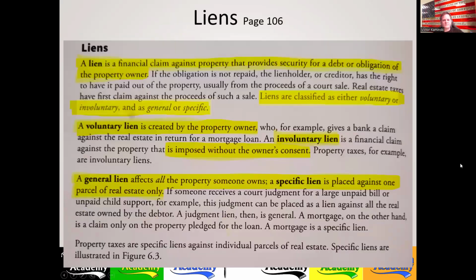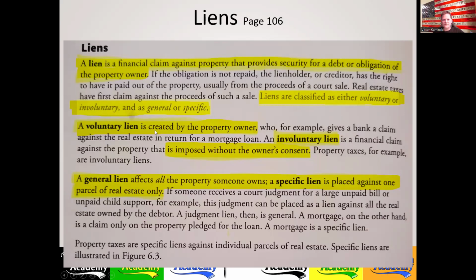All right, now liens. Let's do our highlights here. Page 106. A lien is a financial claim. See, this is all that stuff that was on that one slide, but now we're just getting to the highlights, which are peppered all over the book. I had everything nice and neat. So a lien is a financial claim against property that provides security for a debt or obligation of the property owner. Liens are classified either as voluntary or involuntary, or general or specific.